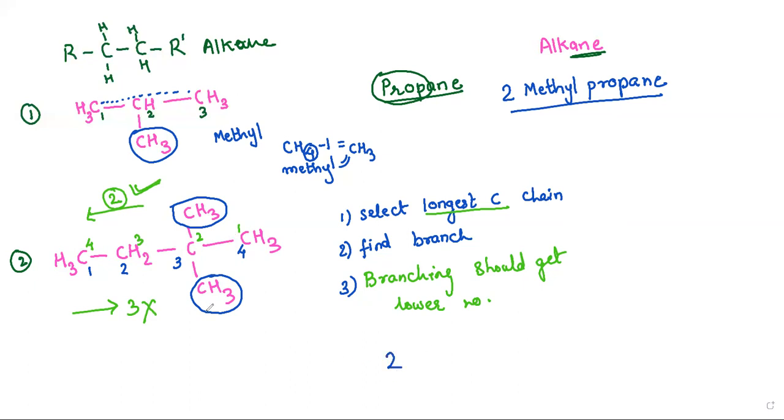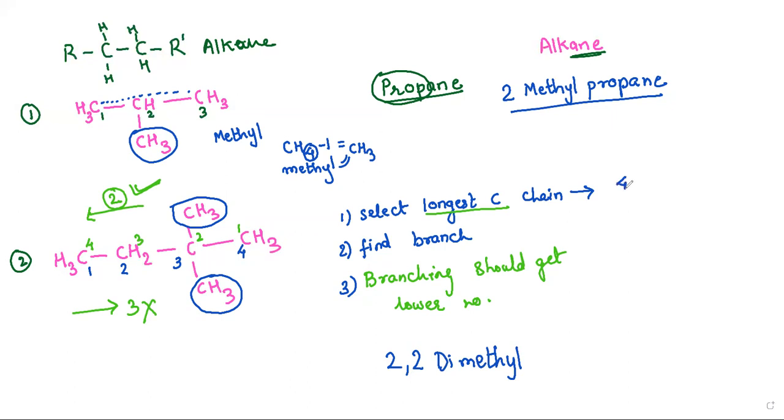Now how many branchings are there? There are two methyl groups. So I have to write 2,2-dimethyl, since there are two methyl groups, and both the methyl groups are on the same carbon atom. Then I have to see the straight carbon chain, how many carbons are in the parent chain, in the longest chain. So in the longest carbon chain, how many carbon atoms are there?